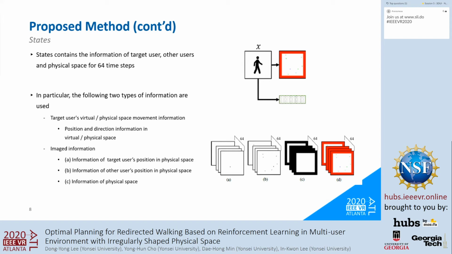Second, it uses an image of physical space. A is an image of the target user's position in physical space. B is an image of the other user's position in physical space. C is an image of information about the physical space. And D is the sum of these three images, represented as an RGB image. These images are like video information because they have a stack of 64 time steps.